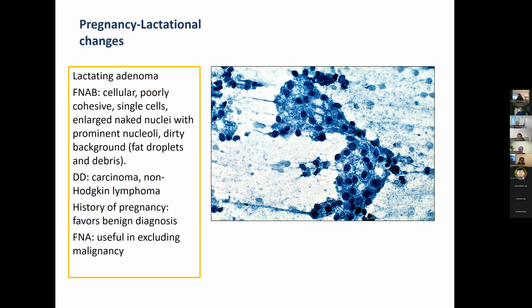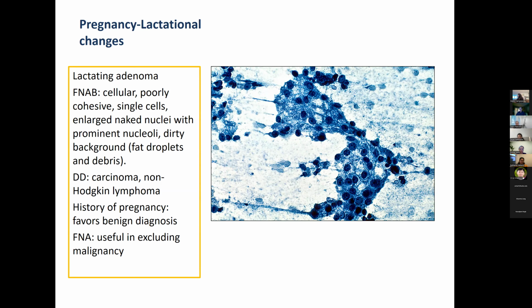This is another entity which is seen during pregnancy, and it's called the lactational changes. And during pregnancy, if the patient is presenting with a discrete mass, the clinician might be a little worried, because pregnancy-associated breast cancer is a very serious condition. So getting an FNA of this mass would be critical.